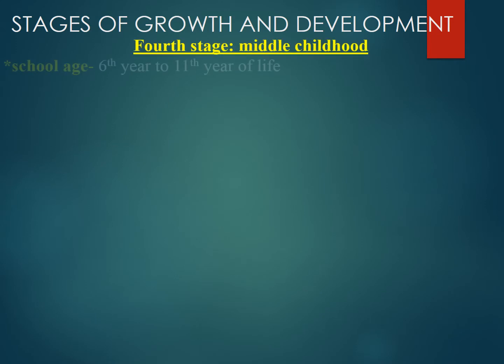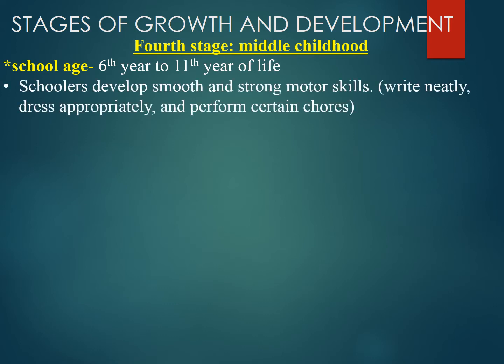Now, the 4th stage is what we call the middle childhood. We have school agers who are 6 years old to 11 years old. The schoolers develop smooth and strong motor skills. Anong ibig sabihin nito? They have already completed the development of their control of the different body organs or body functions. Therefore, they can already write neatly, they can already dress appropriately, they can already perform certain chores when they are 6 to 11 years of life.